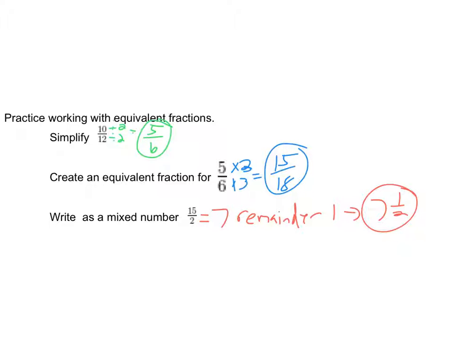Okay, to simplify 10 over 12, I notice that I can take a 2 out of both 10 and 12. So if I divide the top and the bottom by 2, I get my fraction of 5/6.